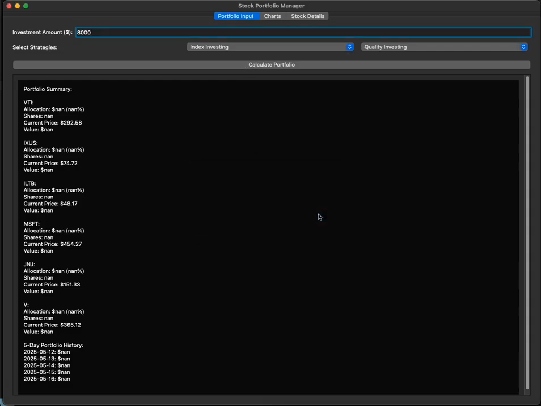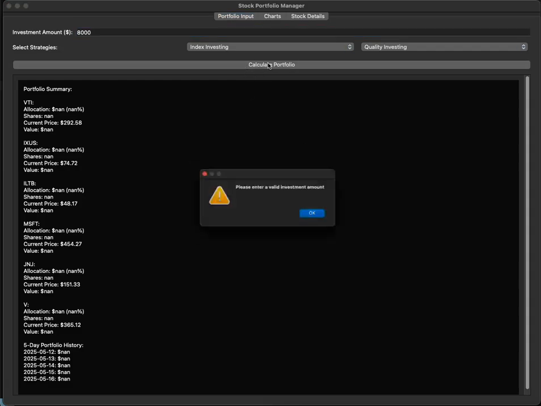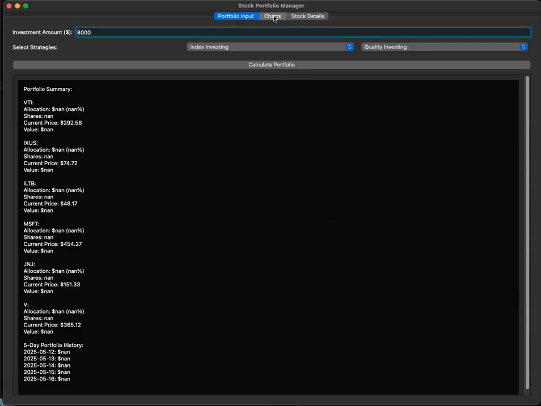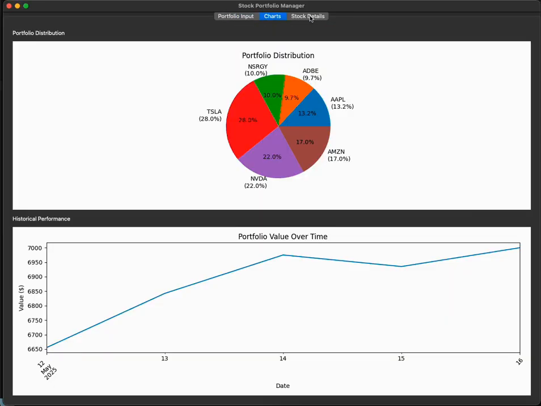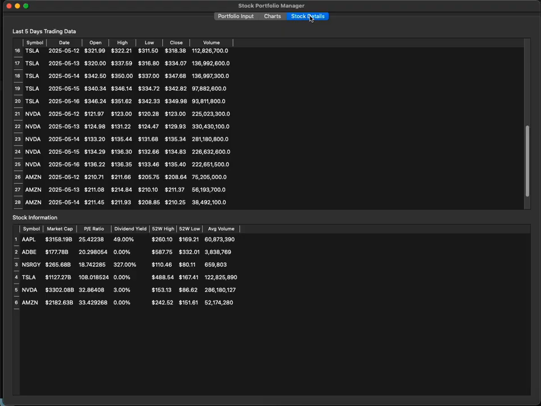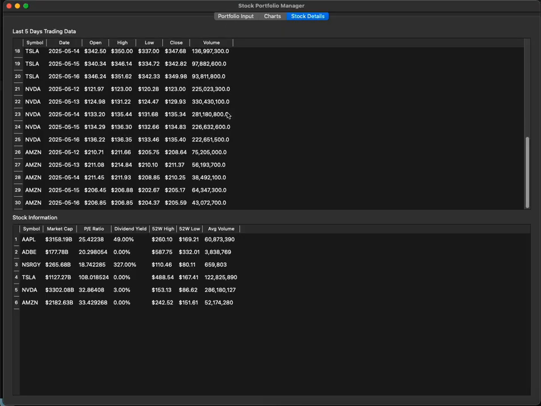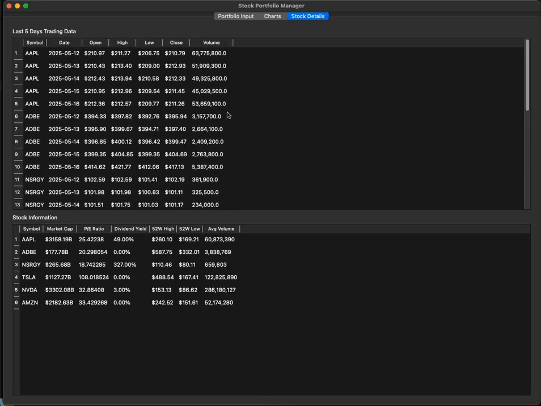The portfolio dipped slightly midweek, then recovered by May 19th. The graph dynamically adjusted the y-axis based on actual values, from $7,860 to $7,960. Test case 5: Index and value investing at $6,000.